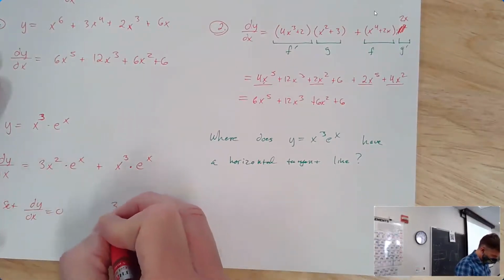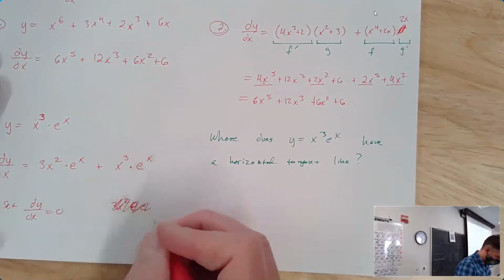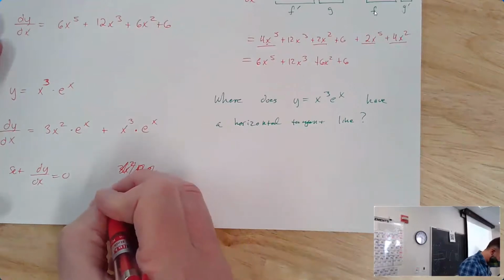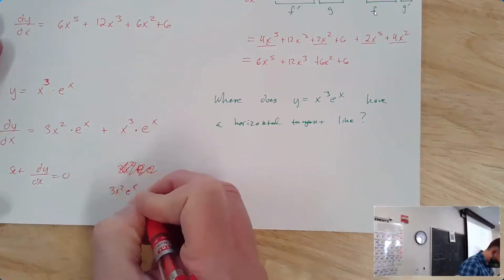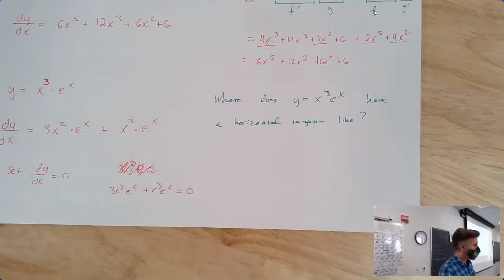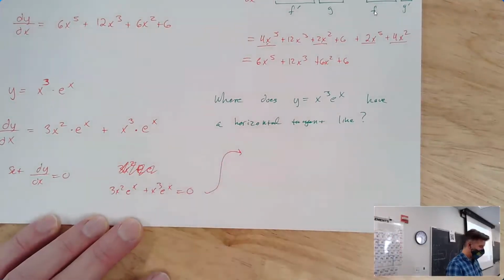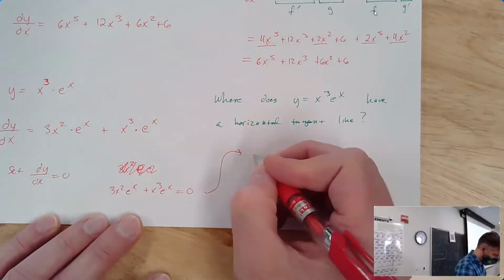So if I'm setting 3x squared times e to the x plus x cubed times e to the x equal to 0, you can probably pretty easily see that x equal to 0 is going to be a solution. But it's not the only solution. And the way to find all the solutions, usually when you're setting something equal to 0, is by factoring. So what can I factor out from both of these pieces? Well, definitely e to the x. What else?